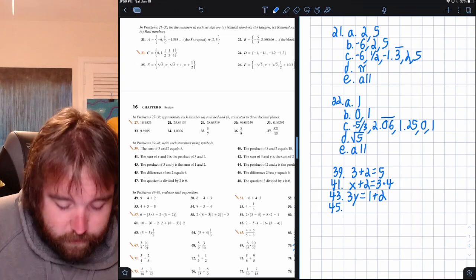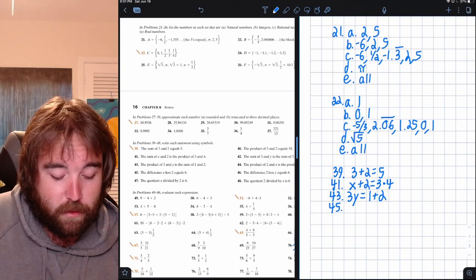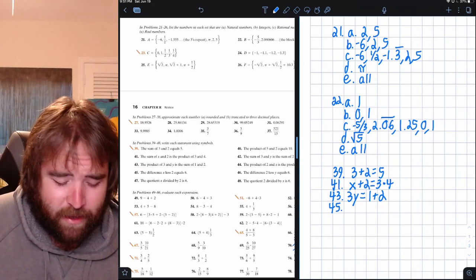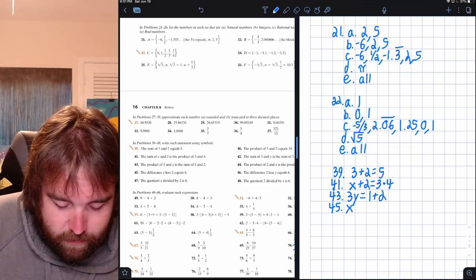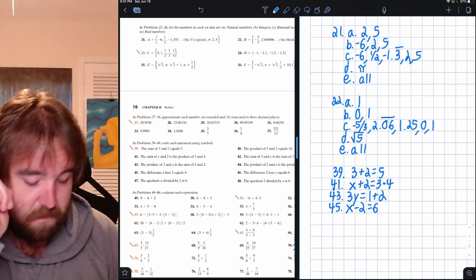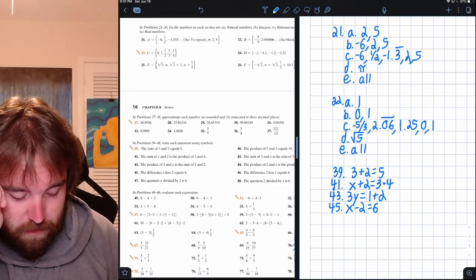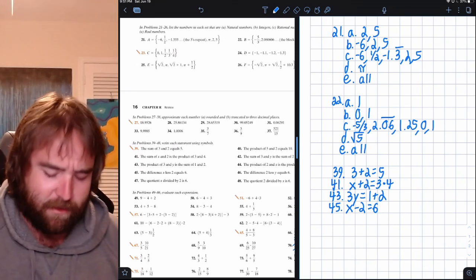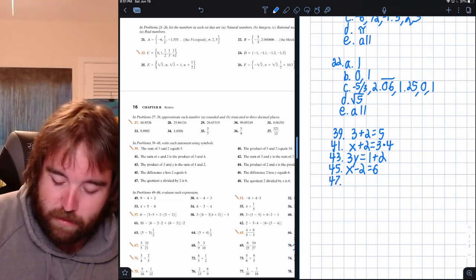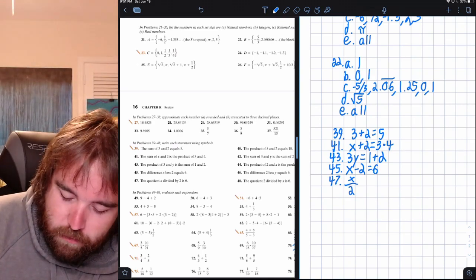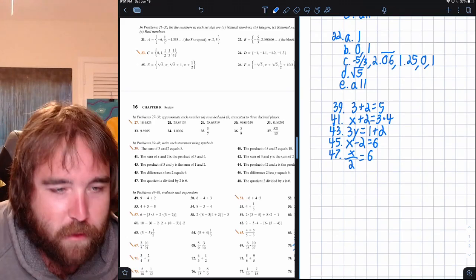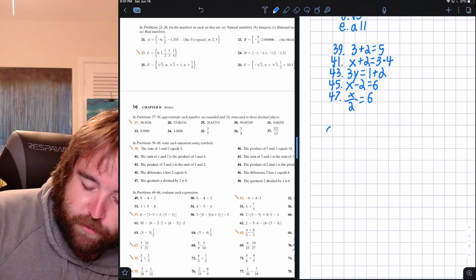45, the difference, x less 2 equals 6. That's really gross wording. I don't like that. But I can tell what it means. It means x minus 2 equals 6. At least that's what I would say. That's some archaic wording. That's outdated. We don't even need to worry about that. 47, the quotient x divided by 2 equals 6. Cool.